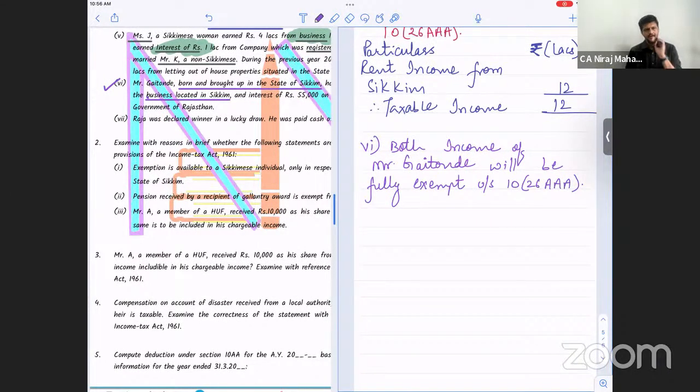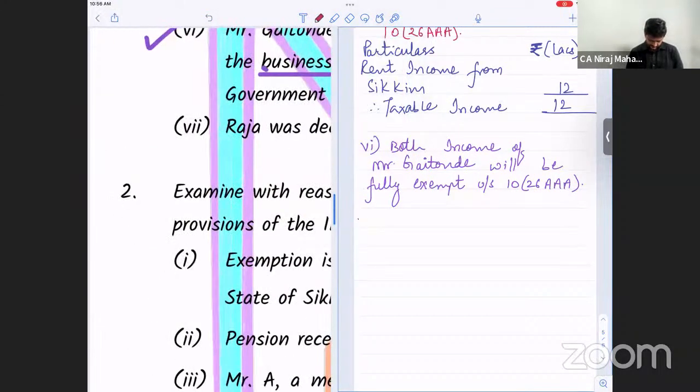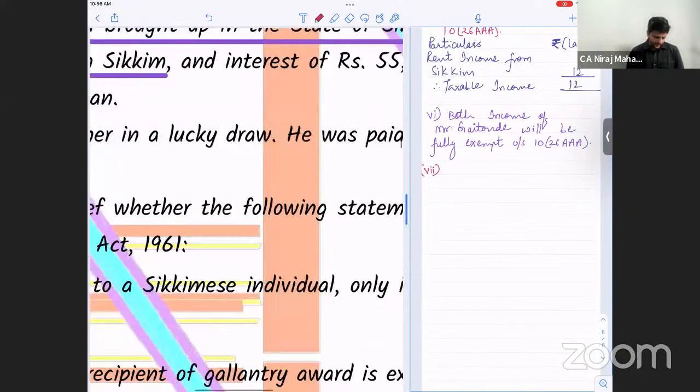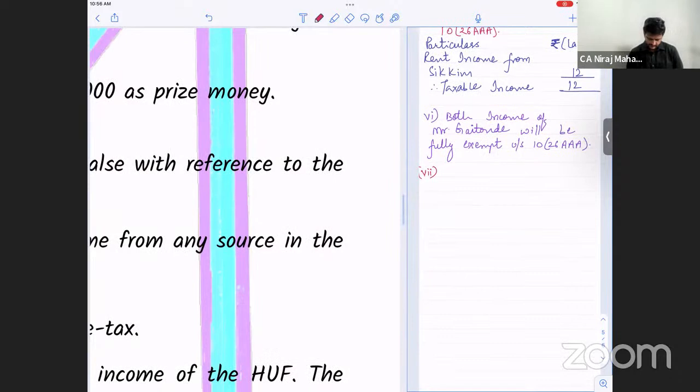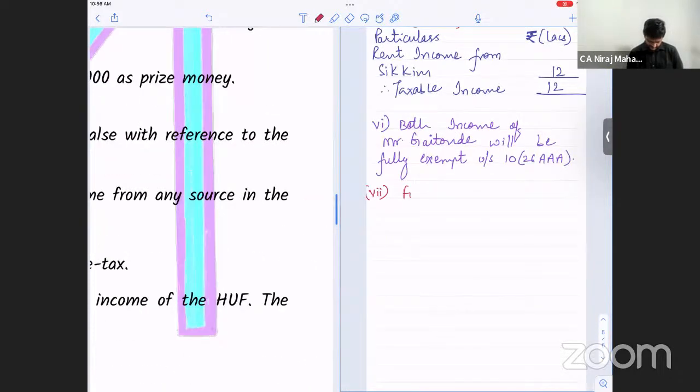Finally, all of you. And seventh one. Raja was declared winner in a lucky draw. He was paid cash rupees 1 lakh as prize money. Basically, kind of like a lottery income. It is fully taxable. There is no exemption in section 10 anywhere. In fact, at the rate of 30%, flat rate. Here you get your 115BB.